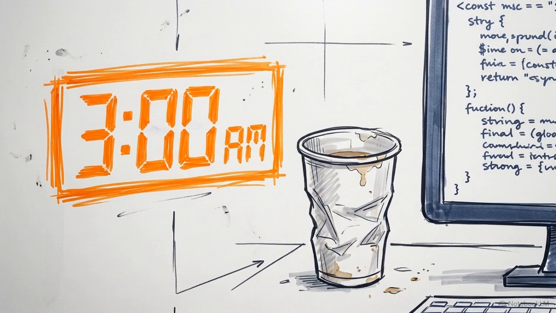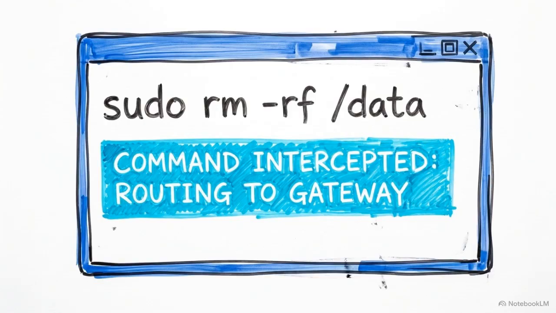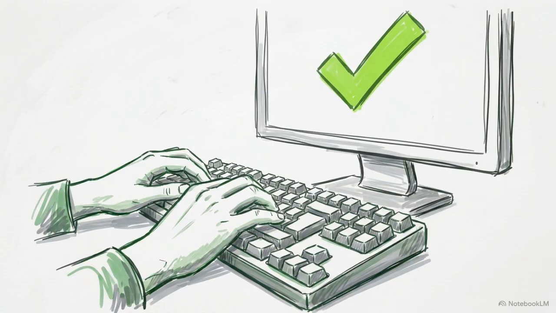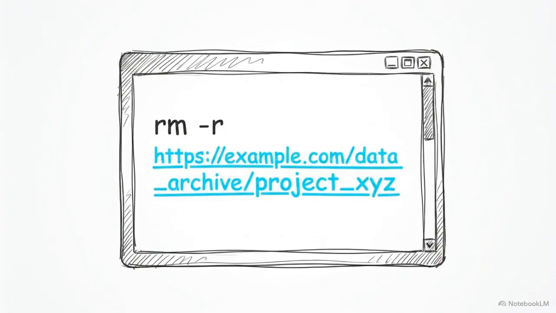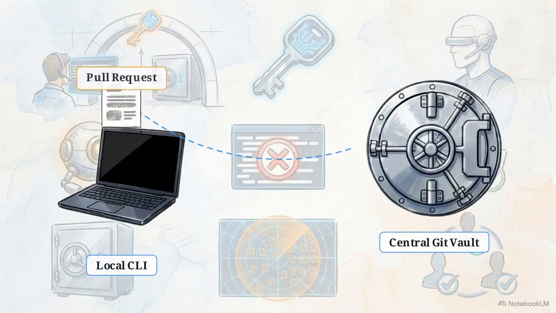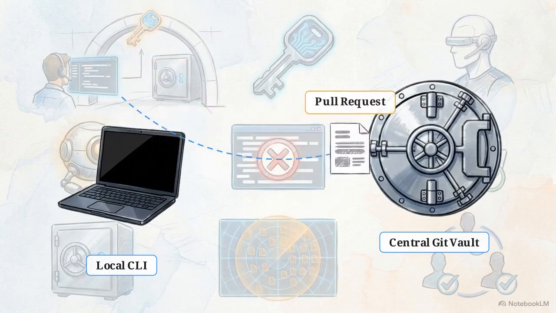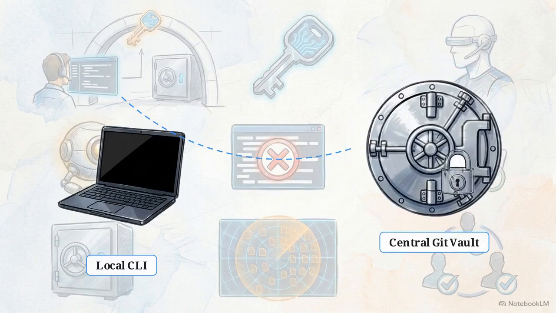To address this, Uber introduced a CLI wrapper designed to intercept high-impact commands before they run. From the engineer's perspective, the process feels familiar. They type the same command as before, but it does not execute on their machine. Instead, the wrapper captures the command and generates a pull request URL. This PR is routed to a centralized Git repository, specifically dedicated to managing infrastructure commands.